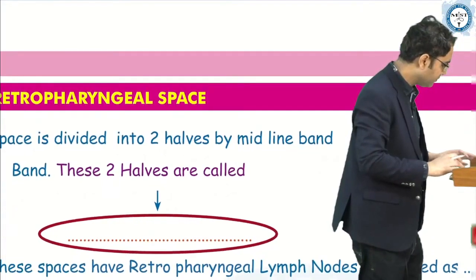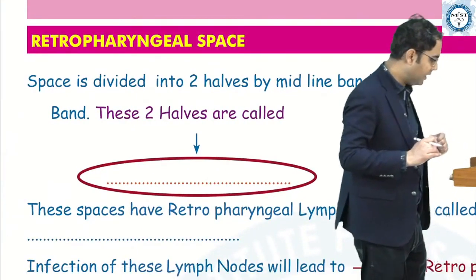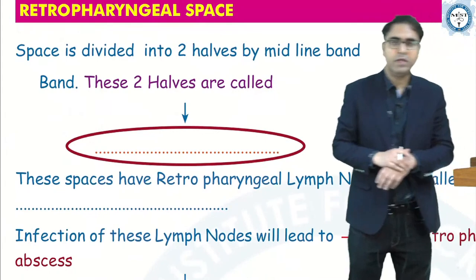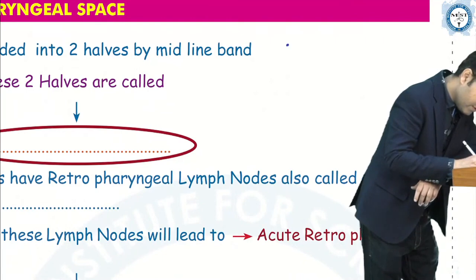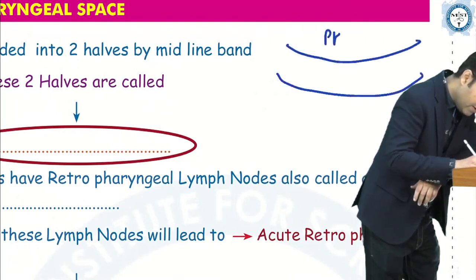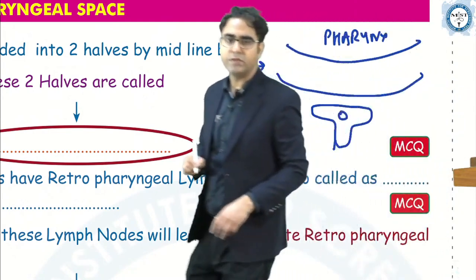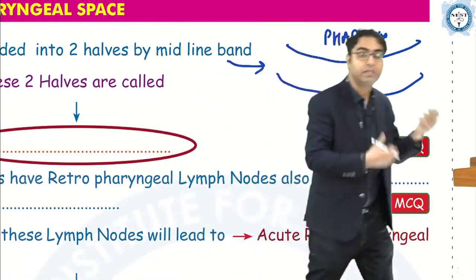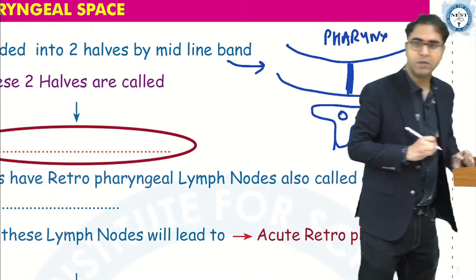Retropharyngeal space. Now, the space is divided into two halves by a midline band. Everybody draw a small diagram here. Behind the pharynx, this is the retropharyngeal space. Draw a small vertebra here. Draw the side diagram. Retropharyngeal means behind the pharynx. Now it has got two halves. Divide this in two halves.